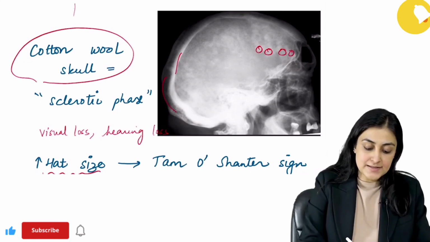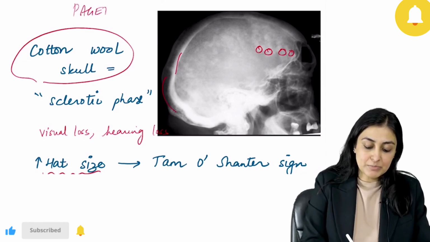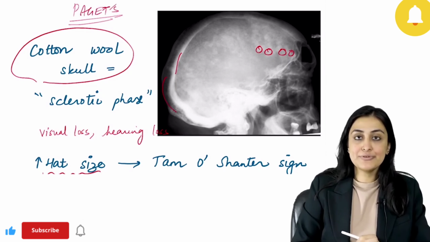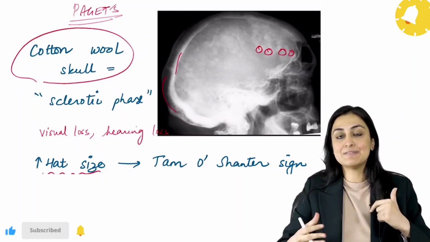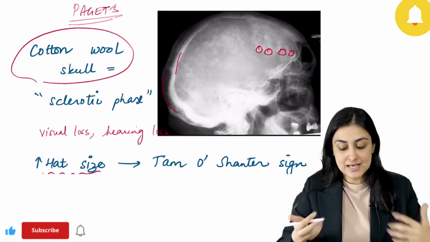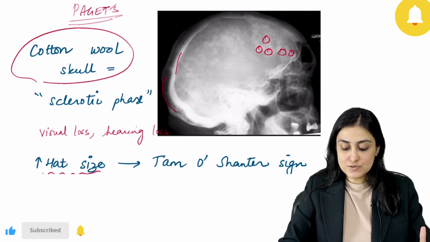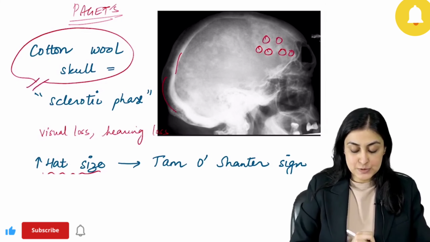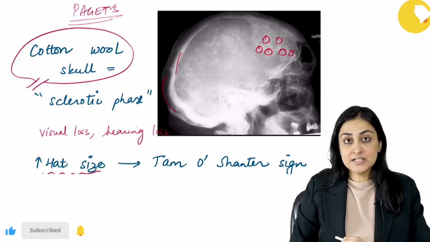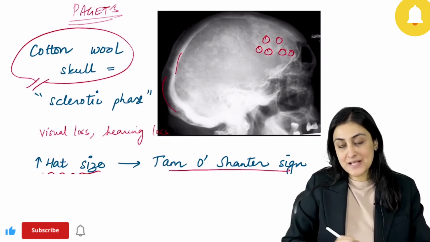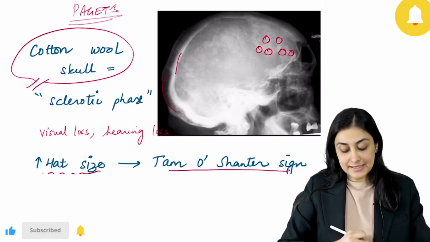So this disease is Paget's disease. Remember, in Paget's disease you have variable phases: you can have a sclerotic phase, a lytic phase, and a mixed phase. In the sclerotic phase, you will find these white cotton wool spots, and you would find an increasing hat size, which is referred to as the Tam O'Shanter sign.